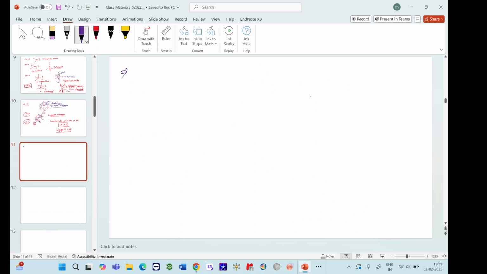I already discussed what can be the types of ligands. They can be neutral, anionic, cationic also sometimes. Then a special type of ligand is there that is called a chelating ligand.